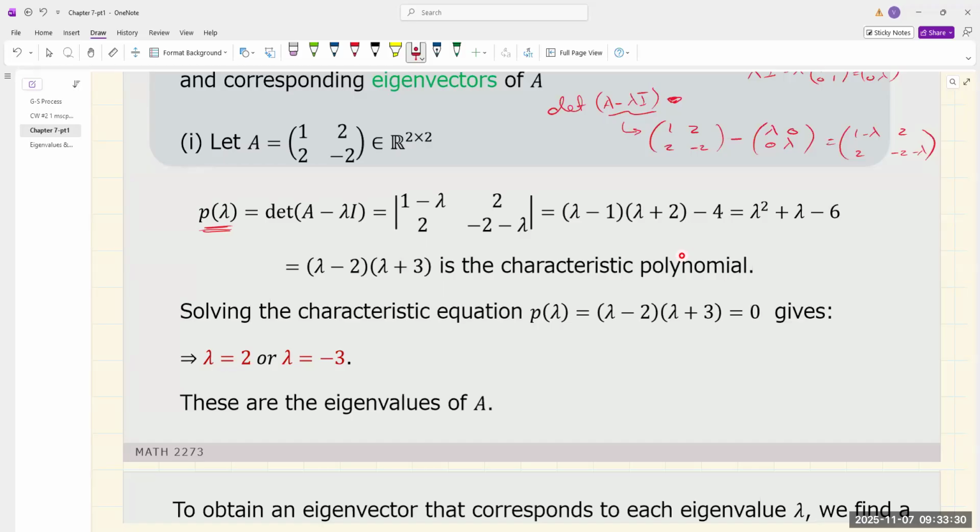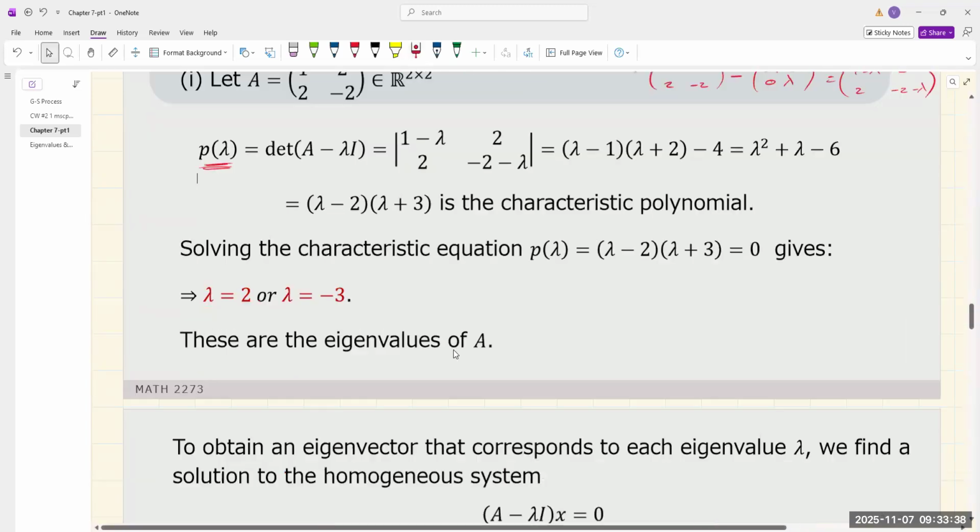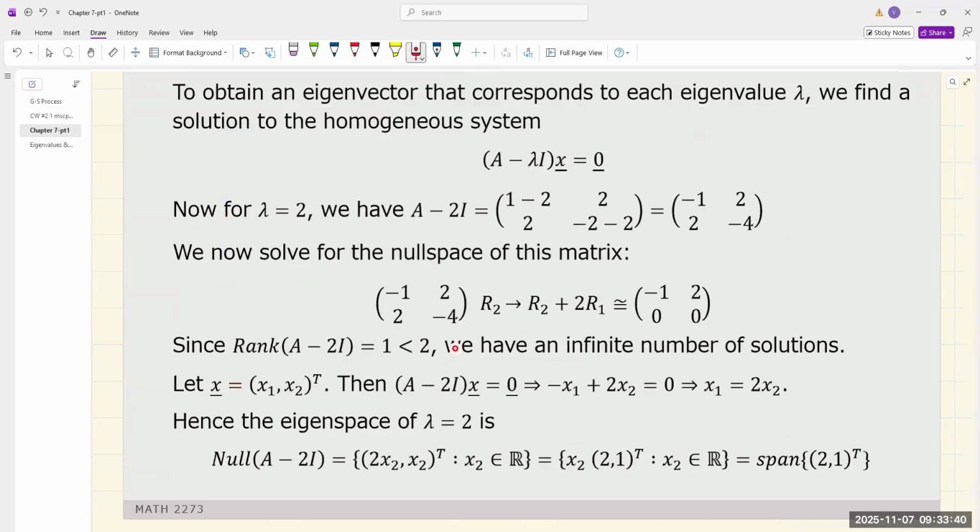The eigenvectors is the same calculation for both of them, just slightly different numbers. So take one of them. Let's get the eigenvectors. To obtain the eigenvector that corresponds to each eigenvalue lambda, we need to find a solution to the homogeneous system, right? We need to solve this.